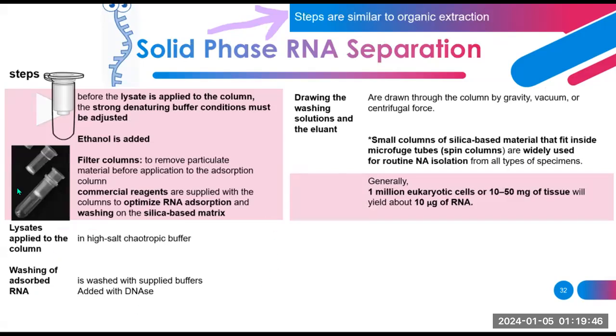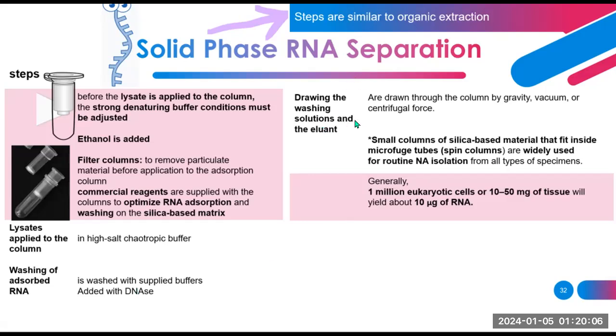And then lysates are applied to the column in a condition wherein there is a high salt chaotropic buffer. Washing of the adsorbed RNA is with buffers. And then, of course, DNase has to be added.